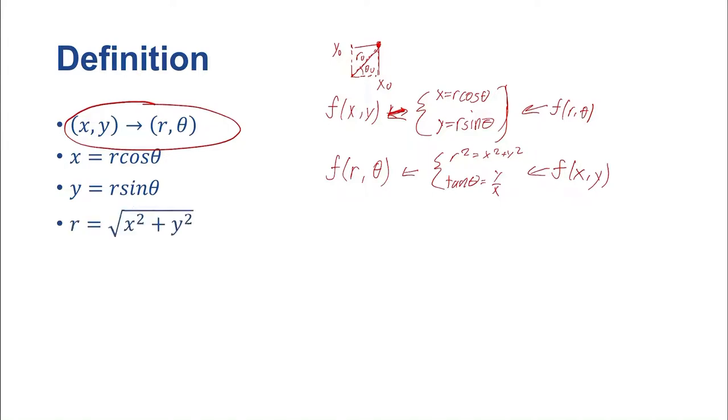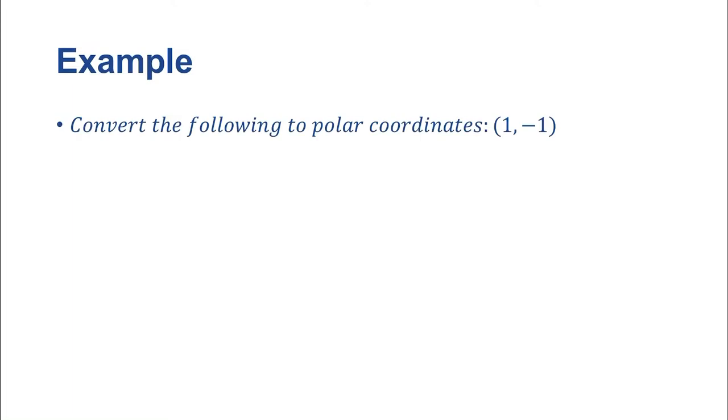So there we have a relationship. R is equal to the square root of x squared plus y squared, and tangent of theta is equal to y over x. Now, this allows us to convert between polar coordinates and rectangular coordinates, and vice versa. Anyways, now what we'd like to do is an example. We're going to do a couple of examples. So let's just convert the following to polar coordinates. So we've got 1, negative 1.